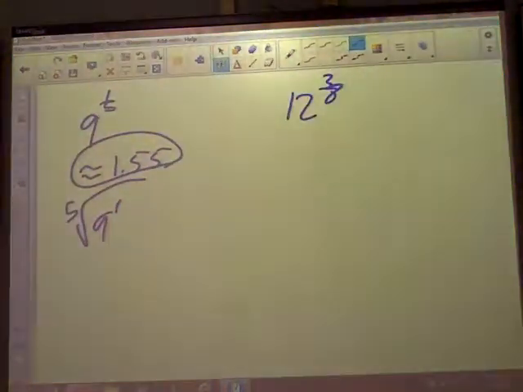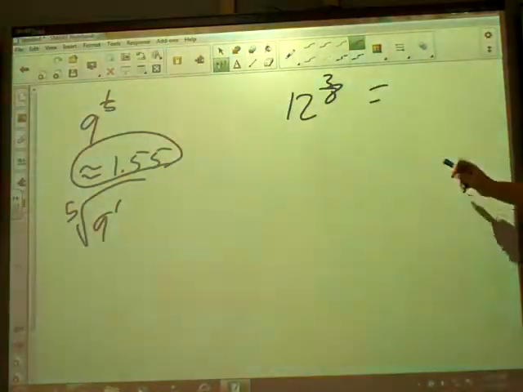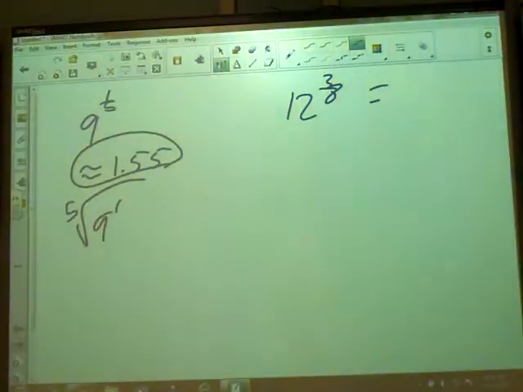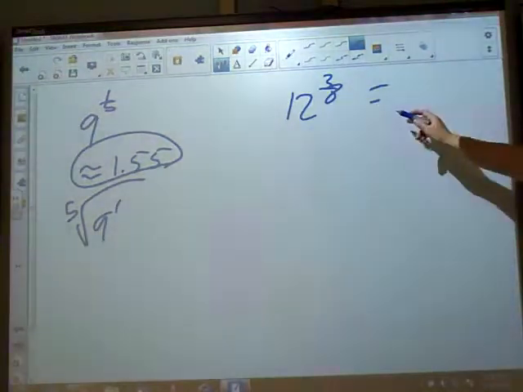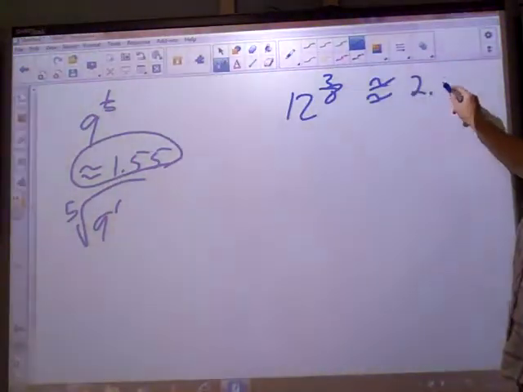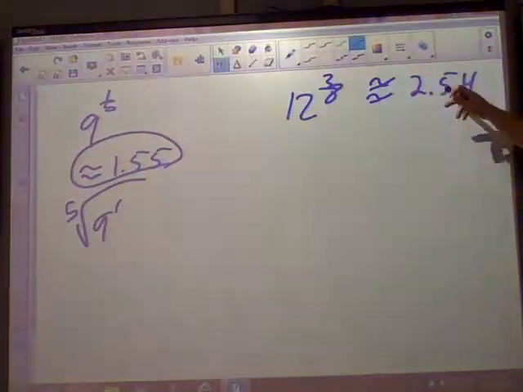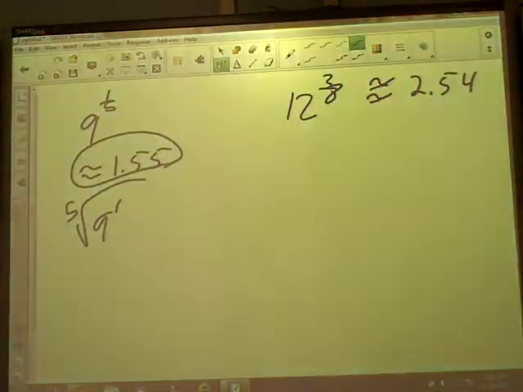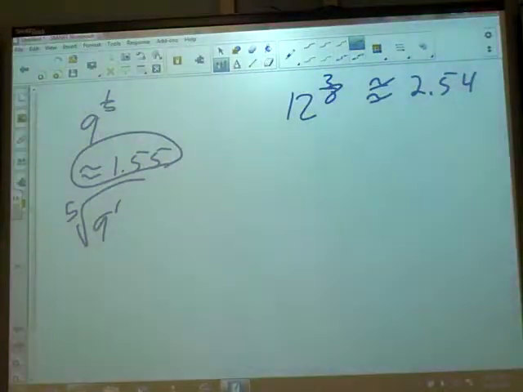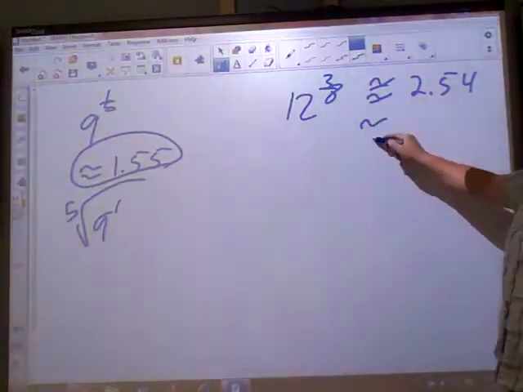Okay. What did you get on number 2 there, Chrislyn? 2 point, let me put it approximately 2.54. Y'all remember that the squiggled equal sign, the one that's wavy, means approximately. So when we round, we need to use the wavy equal sign, something like that.